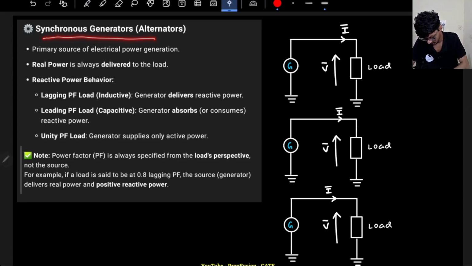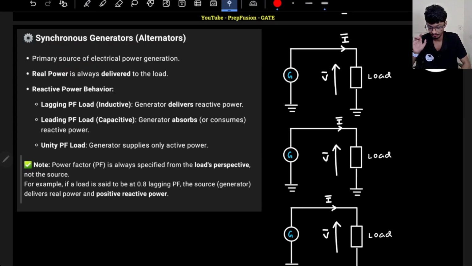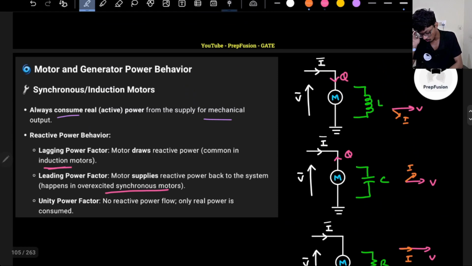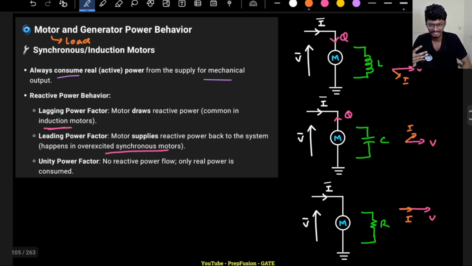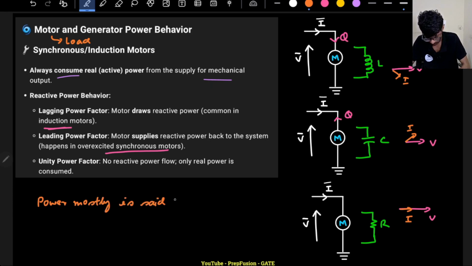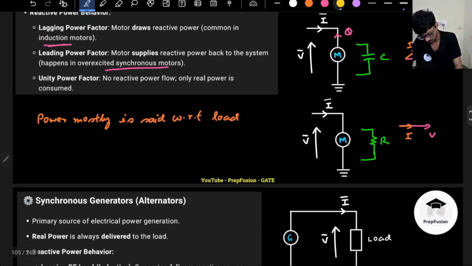Now, synchronous generators, the primary source of electrical power generation. What about generators? For generators it is very different, because one thing you have to understand is that a motor always behaves as a load. Whenever we say power factor, we mostly say it with respect to the load. This is a very important point. Why is this point very important?